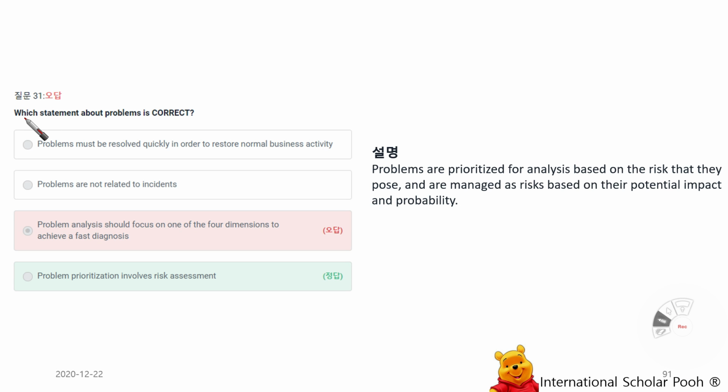Which statement about problem is correct? Problem prioritization involves risk assessment. Problems are prioritized for analysis based on risk that they pose, and are managed as risks based on their potential impact and probability.